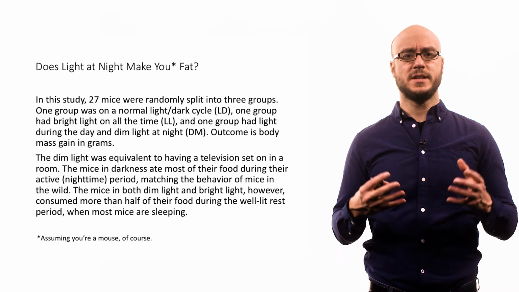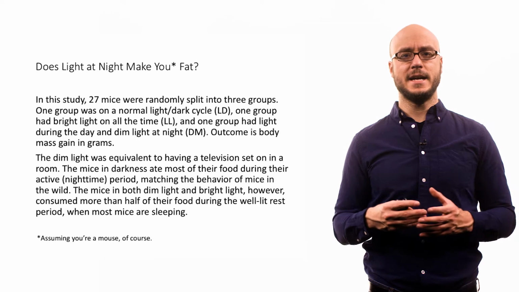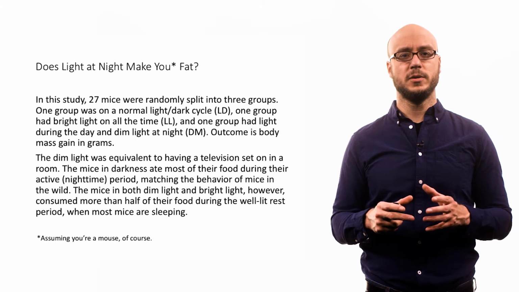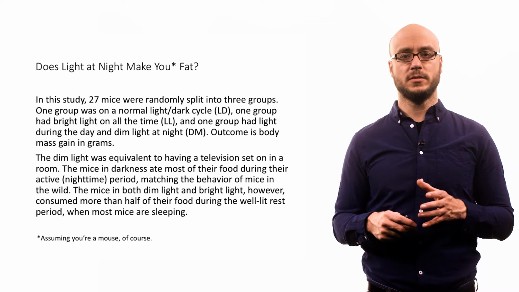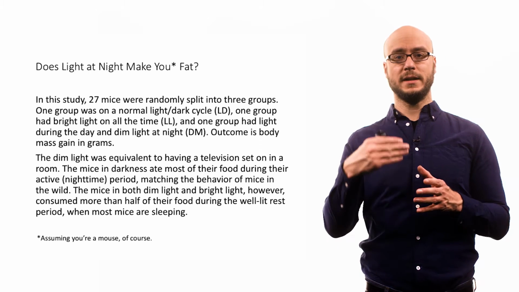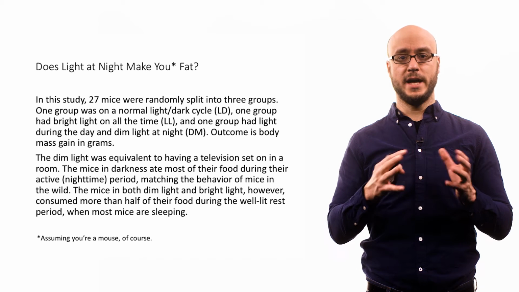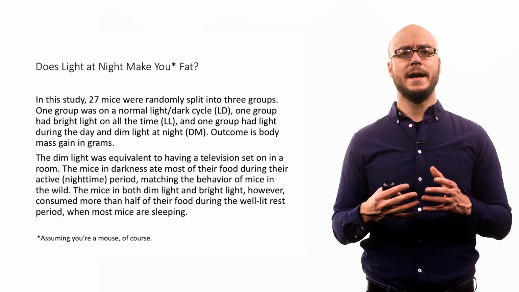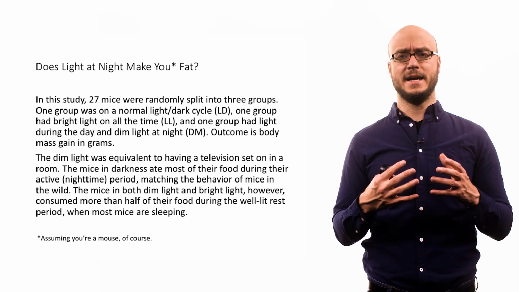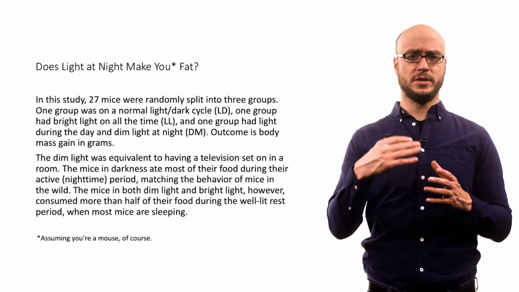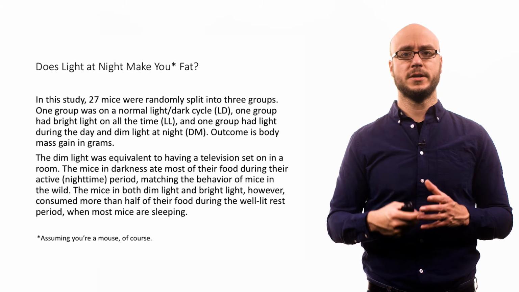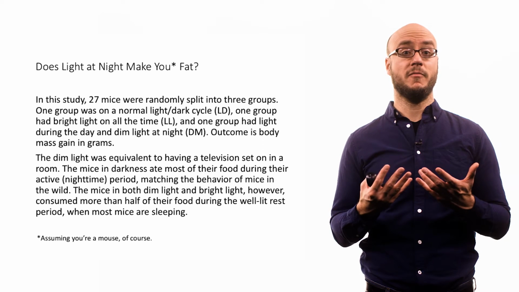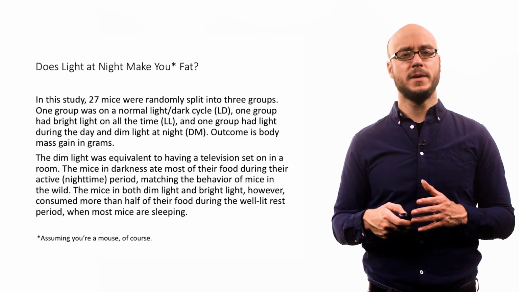So let's revisit this example of light at night. Does light at night make you fat? In this study, 27 mice were randomly split into 3 groups. One group had a normal light-dark cycle, which we call LD. One group had bright light on all the time, so we call that the LL group, or light-light, both during the day and at night. And then one group had light during the day and a dim light at night. So you can think of this as a treatment control with another treatment. The outcome for each of these treatment conditions was the amount of body mass gained in grams by the mice.